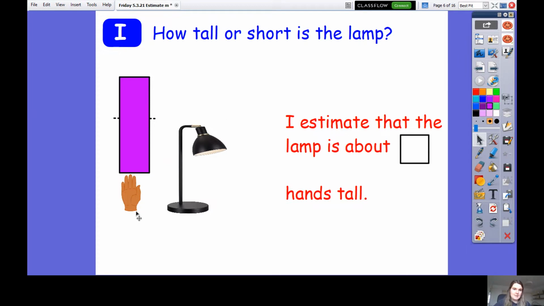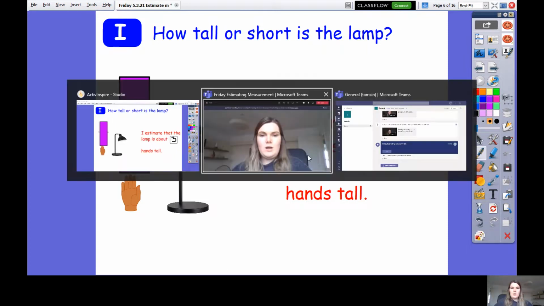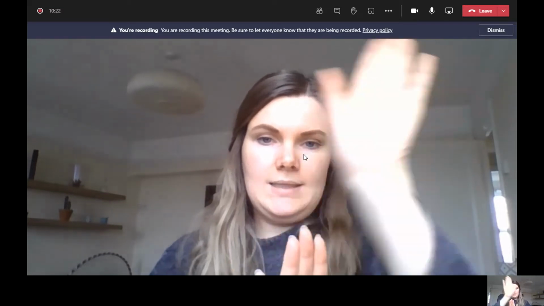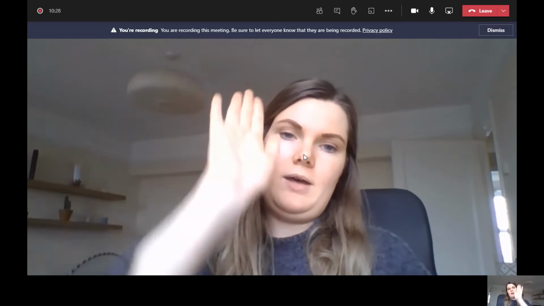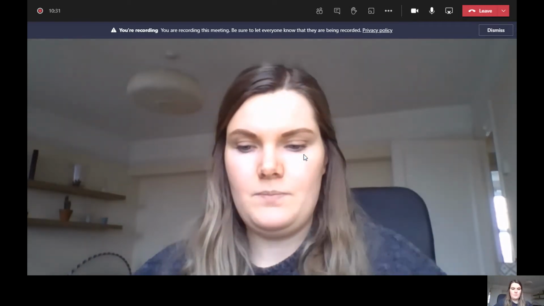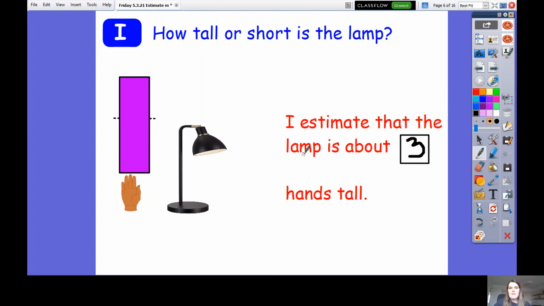Now I've put a hand there next to the lamp to help us a little bit. How many hands do I think it might be? Well, I think it could be 3 hands tall. I think it might be 3 of my hands tall. And when I'm estimating my measurement, I'm putting one hand and another and then another. So I think the lamp would be about that. 1, 2, 3. Have I made a good estimate? I think I have. I think it's going to be roughly about 3 hands tall.